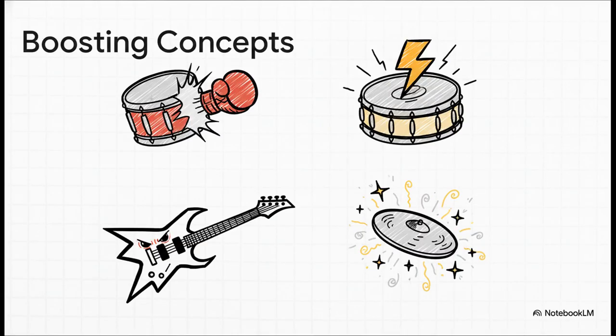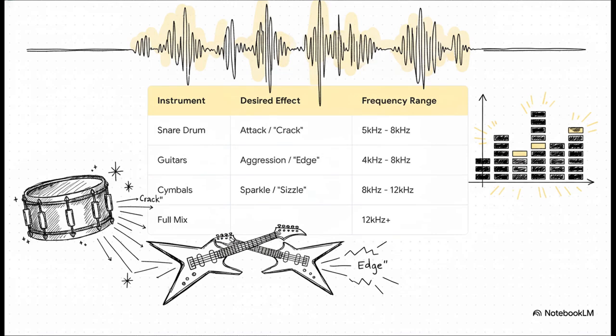So with additive EQ, we stop thinking about numbers and start thinking about feelings, about concepts. We're not just boosting 5K, we're adding crack to the snare. We're not just boosting 4K, we're adding aggression and edge to the guitars. We're adding punch and sparkle. You see the difference?